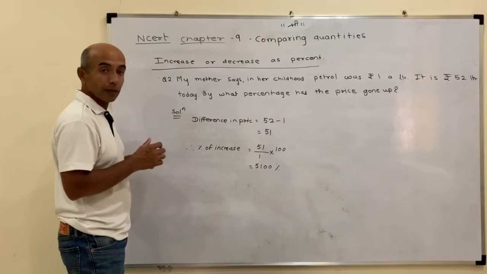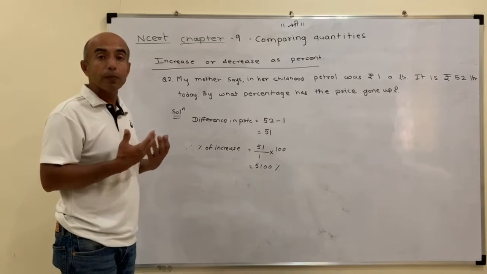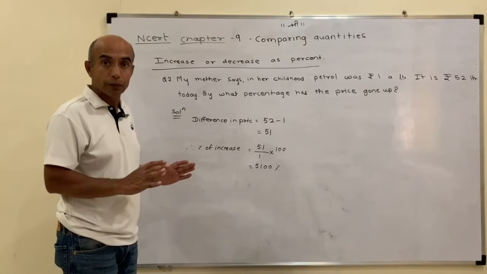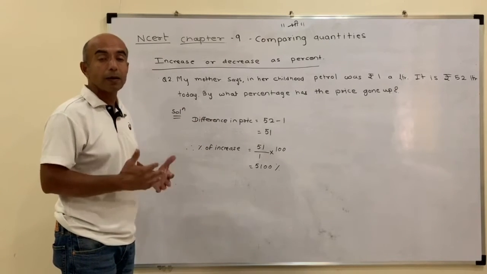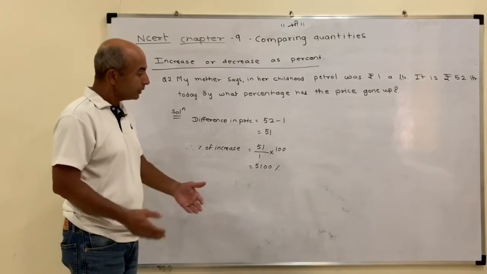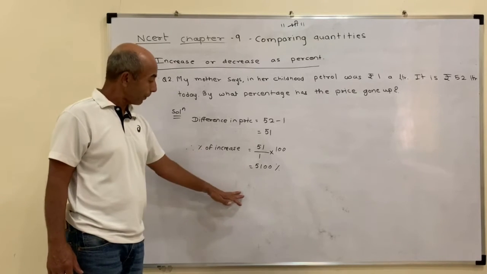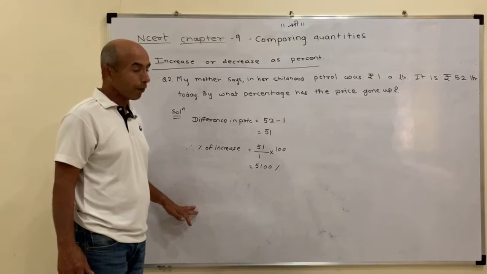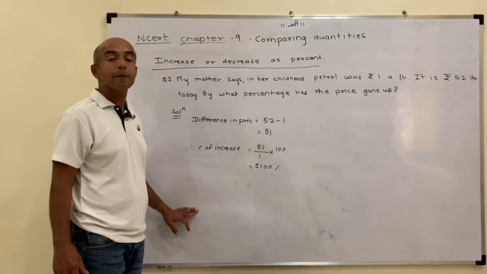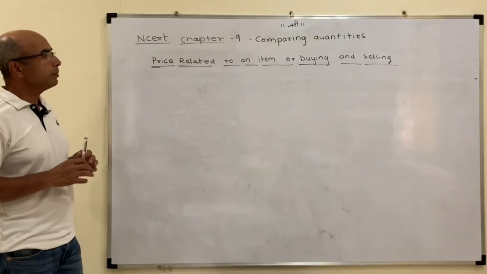If you have a misconception that percent cannot be more than 100, then erase it. Percent can be any value. It doesn't matter whether it's 100, 200. Now in this case, the increase is 5100%. So the petrol price increased from 1 rupee to 52 rupees, that is 5100 percent.